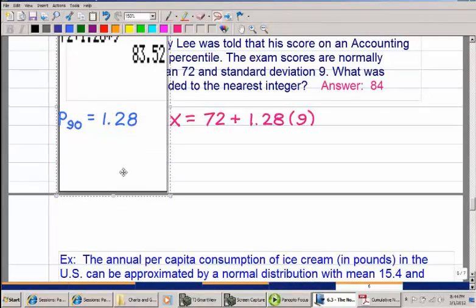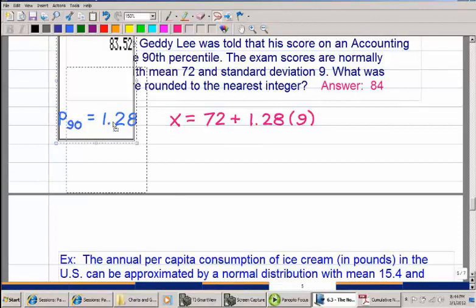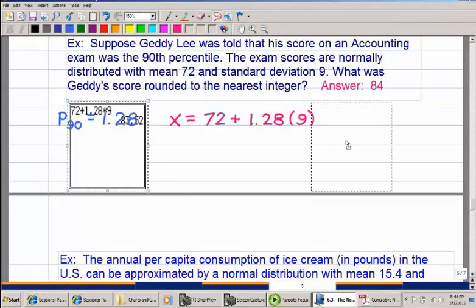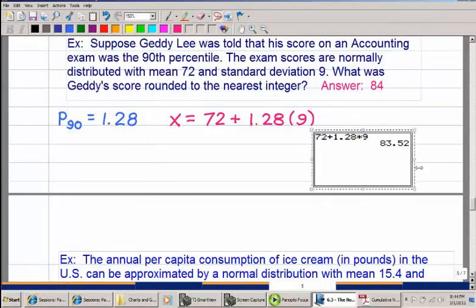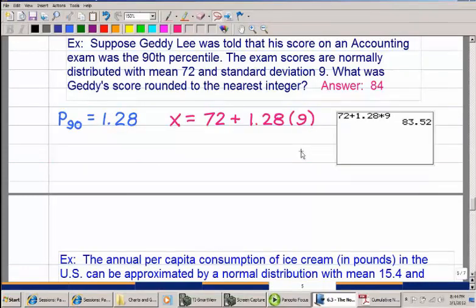It's 83.52, which we then round up to 84. So that would be the score that puts Geddy in the 90th percentile, 84.